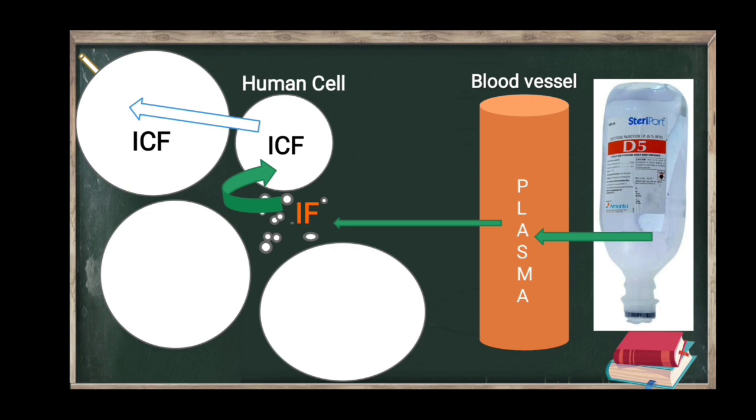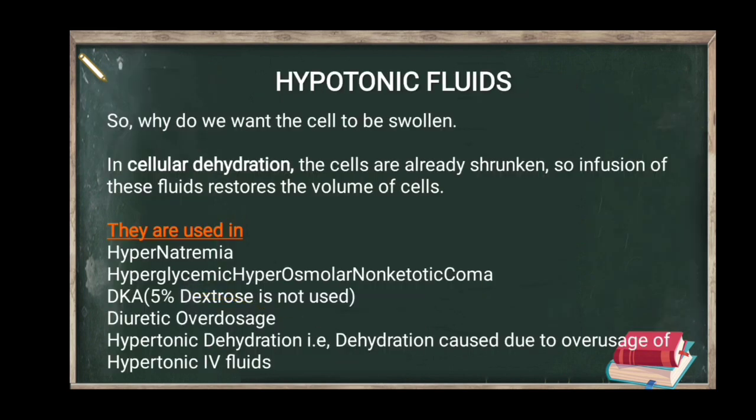As a result, the volume of the cell is increased and size of the cell is increased. Swelling of the cell occurs. So why do we want the volume of the cell to be increased, or why do we want the cell to be swollen? In conditions like cellular dehydration, the cells are already shrunken. So infusion of these fluids restores the volume of cells.